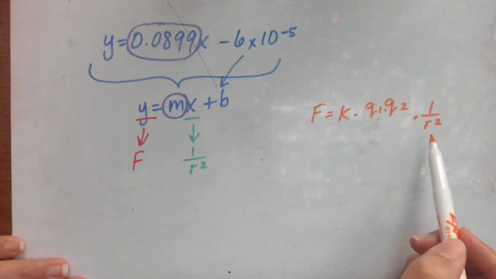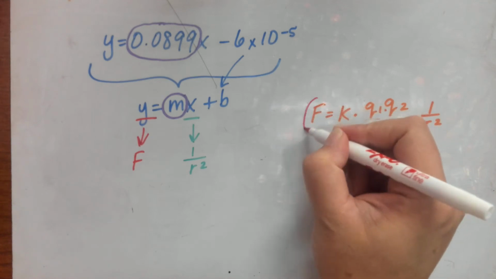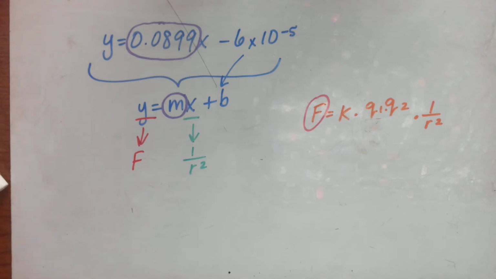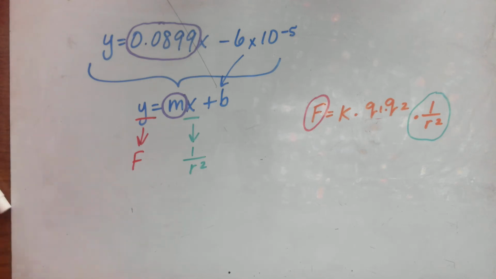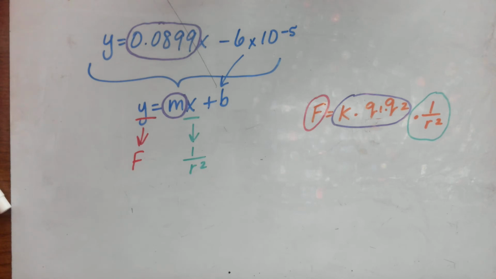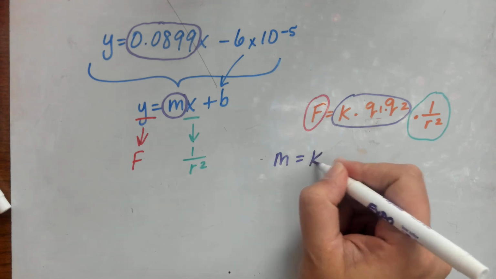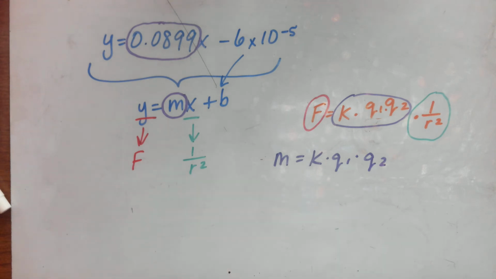Look at this comparison here. Look at this here and compare it over here. I have my F, and I have my 1 over r squared. So what does that mean to us? It means that m is equal to K times Q1 times Q2. So that's what we just found: our slope is equal to K times Q1 times Q2. And the whole purpose of this lab is to figure out what Coulomb's constant K is. That's what we're trying to figure out.